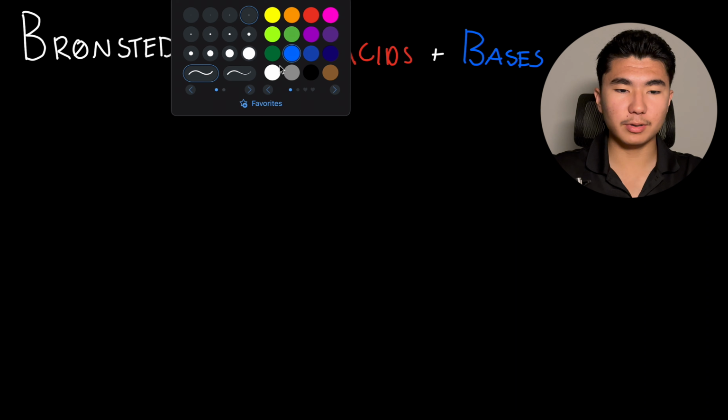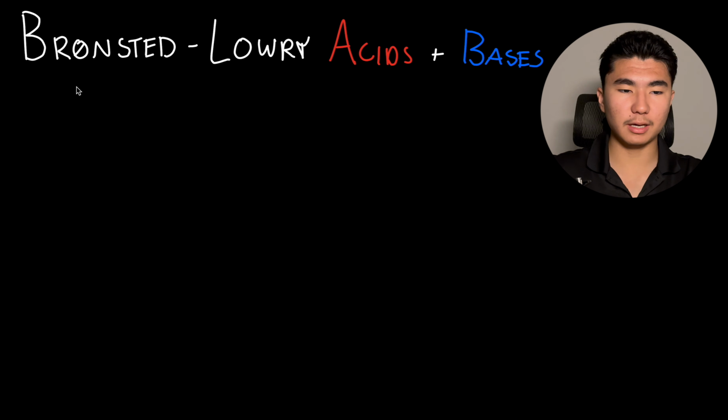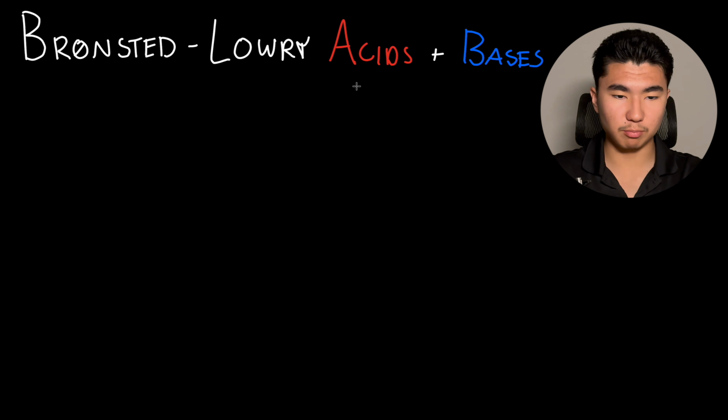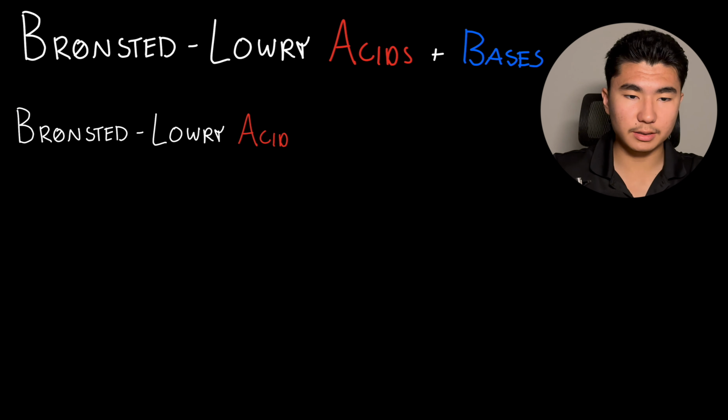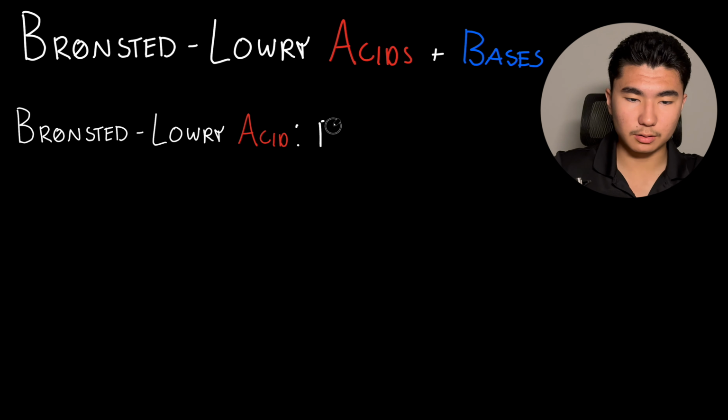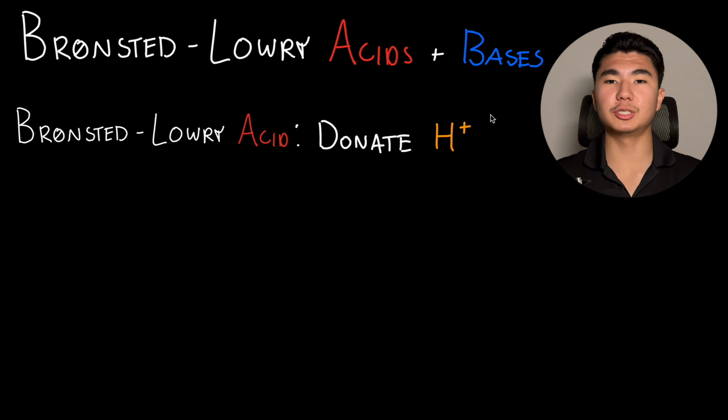So the Bronsted Lowry acid. Bronsted Lowry acids are classified as donating protons. So I'll just put donate protons. But the protons are usually going to be hydrogen ions.